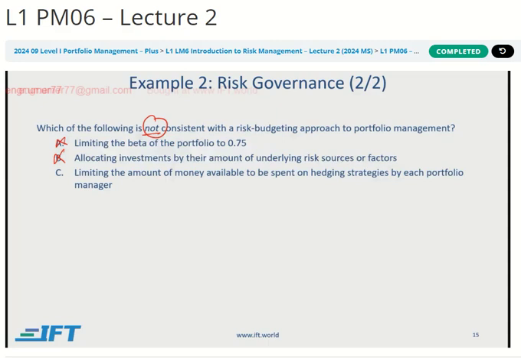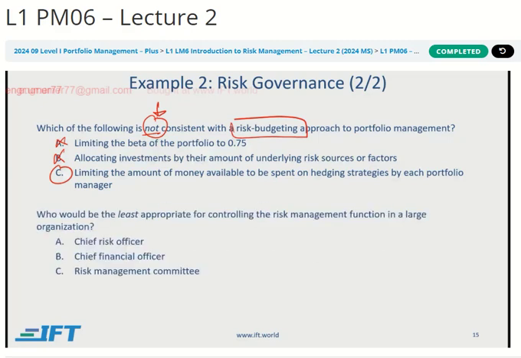Limiting the amount of money available to be spent on hedging strategies by each portfolio manager. That sounds really silly. I mean, when you're limiting, it starts off with a nice word because, obviously it's risk budget. We want to limit the risk. We don't want to limit the amount of money they want to spend on hedging strategies. What we want to limit is the risk. So this is definitely not consistent.